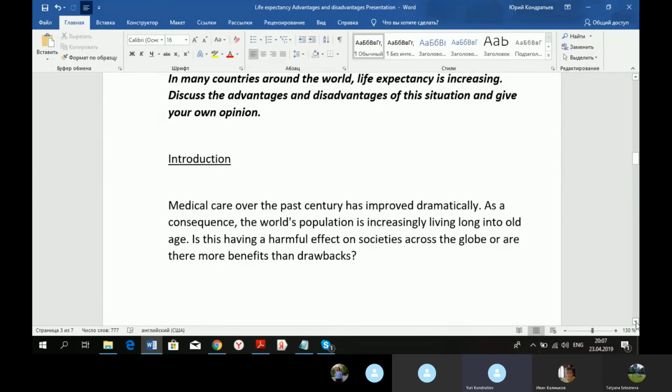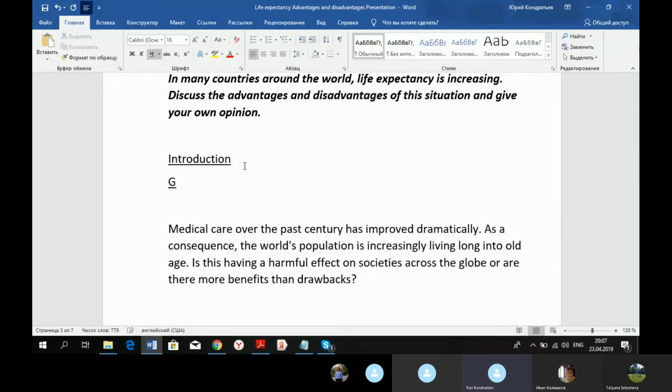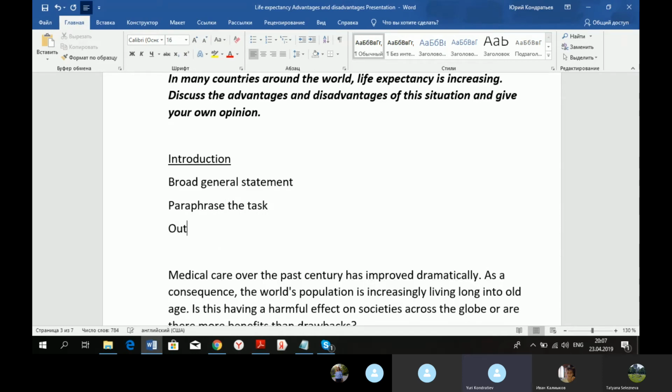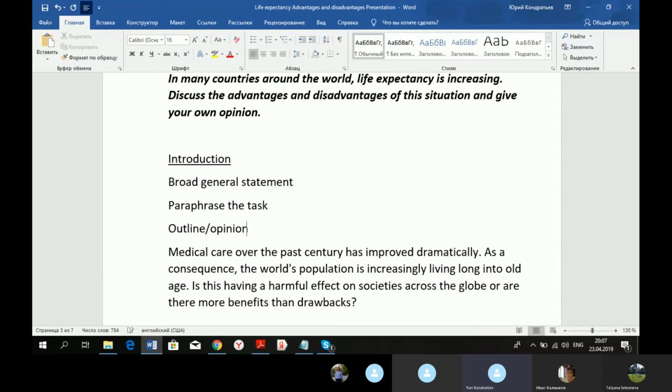For those who are newcomers, I will remind you that introduction usually consists of three basic parts. This can be a broad general statement on the topic. Then you can paraphrase the task. And then you give an outline. It means the plan. In this essay, I'm going to write this and that. Or an opinion. Or in this example, I'm going to use a rhetorical question.